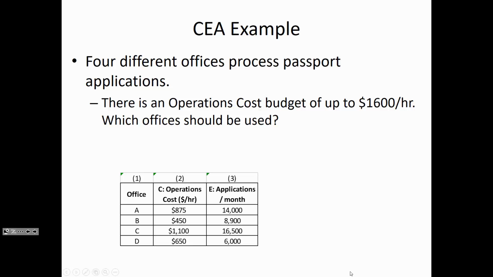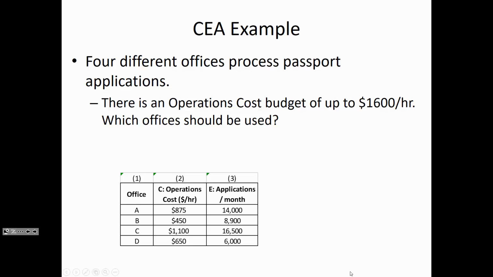If you have capital rationing, meaning there's some sort of budget limit, the $1,600 per hour is capital rationing. You can't have all of these offices operating at once because if you add up their operation costs, it's going to exceed the amount of money that's available. We've only got $1,600 per hour that we can spend. And so what we want to do is spend the money where it matters the most. So we have to figure out how efficient each of these offices is at what they're doing.